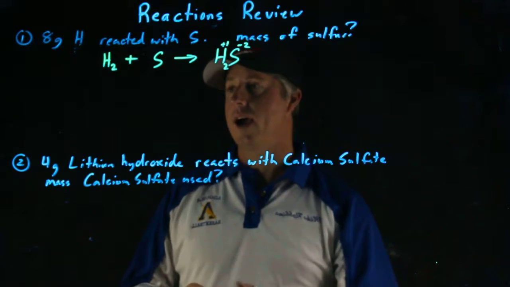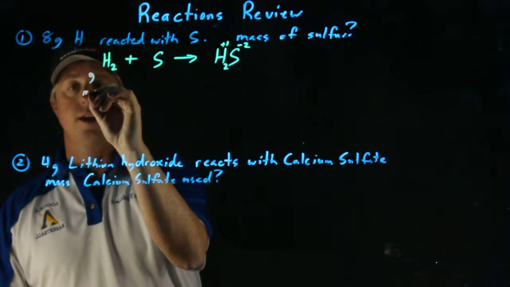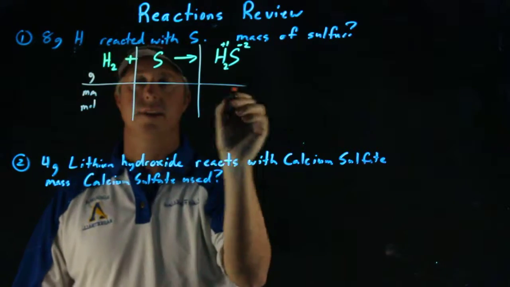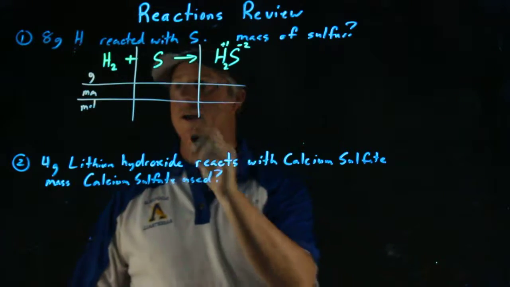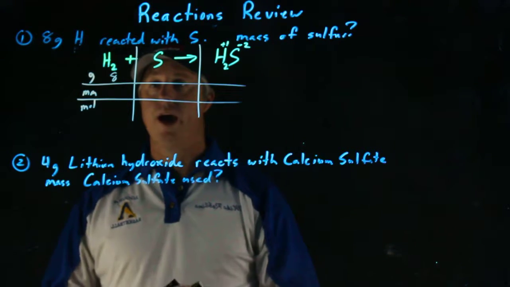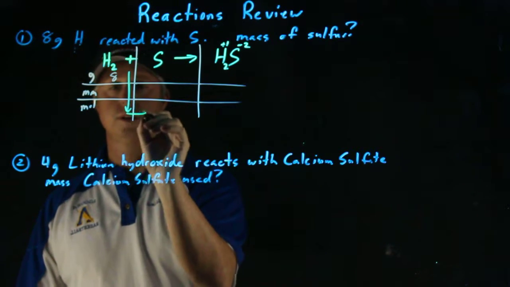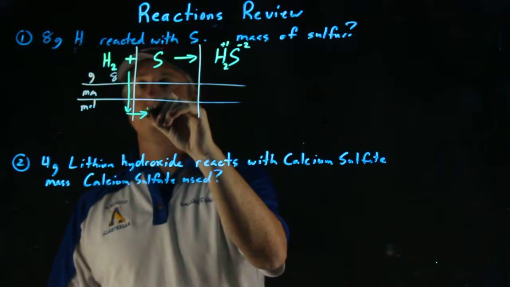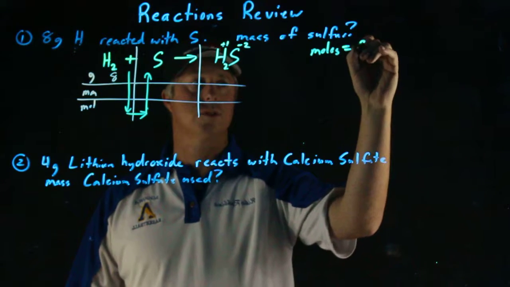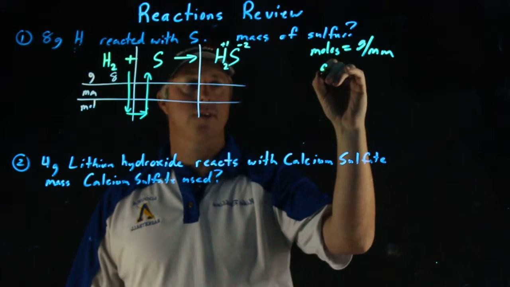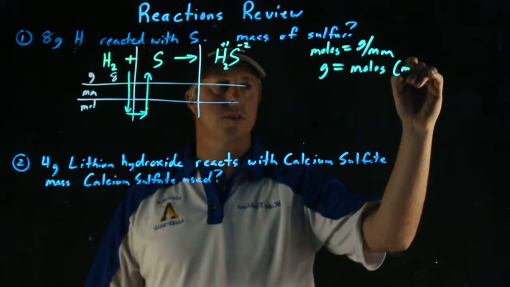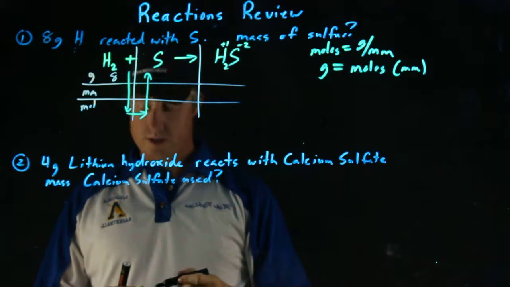At this point I would look at making my little chart. Again, not necessary, but it does help you figure out what you need to find. I have 8 grams of hydrogen. My solution path: I want to solve to moles, solve moles to moles of sulfur, solve up to mass of sulfur. And I know that moles equals grams over molecular mass. If I want to manipulate that equation, grams is equal to moles times molecular mass. Those are the equations I'm going to be using.